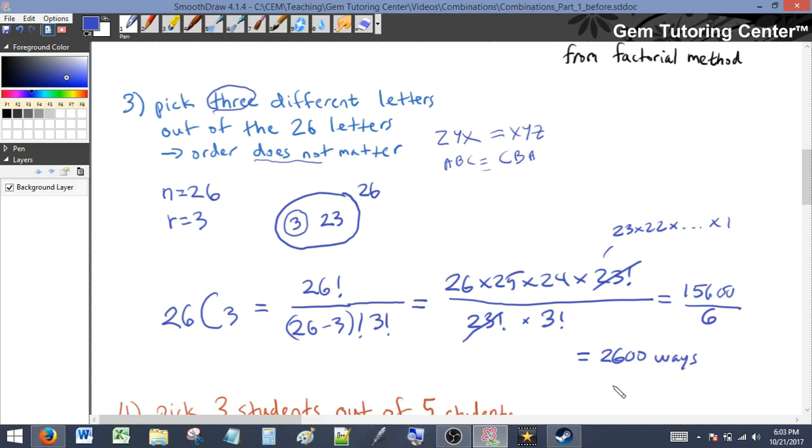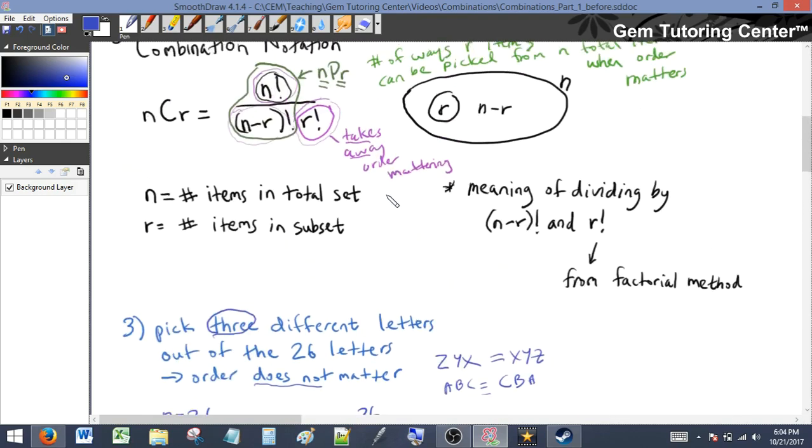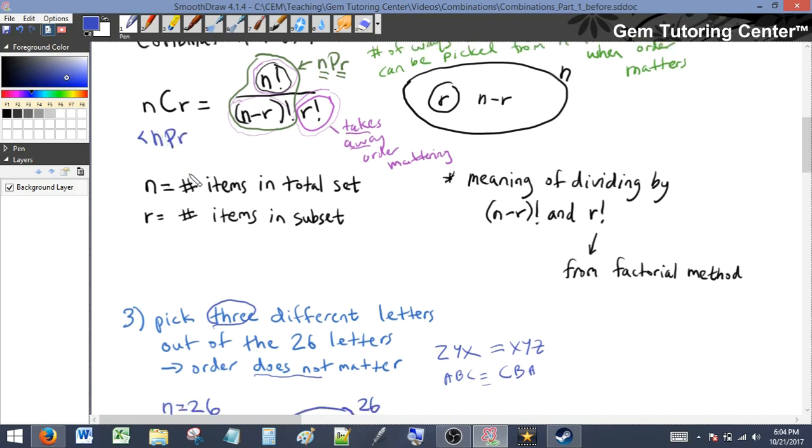Remember that this is less than 26 permutation 3 from a previous video, which was equal to 15,600. So this is our answer, but it's less than what we found for the permutations, and that's because we're dividing by this extra r factorial. Let's go back to the notation. We're dividing by this extra number, which is greater than 1. A number divided by a number greater than 1 is going to be a smaller number. So nCr is always going to be less than nPr.